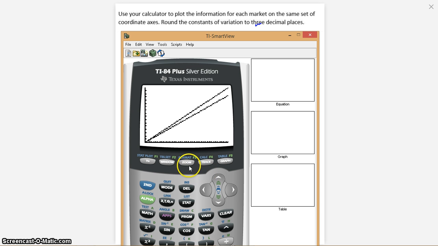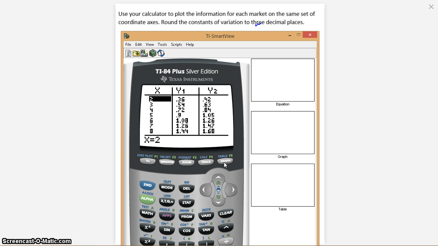We can also go back, and hopefully this works out. If you do second, where's our table? Second table. Okay, and here's our table. So for 2 ears of corn, it's 36 cents for Y1 and 42 cents for Y2. So Y1, remember, was market A, and Y2 was market B.